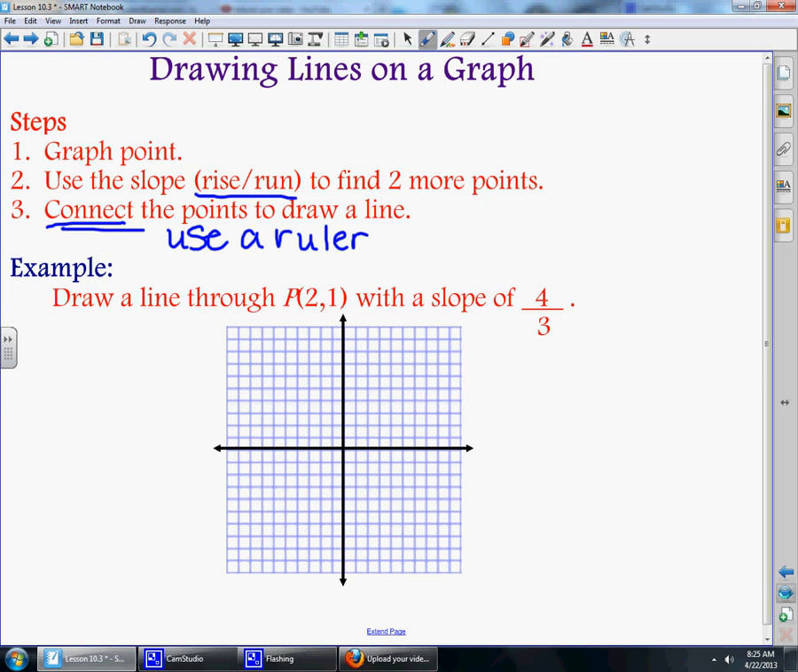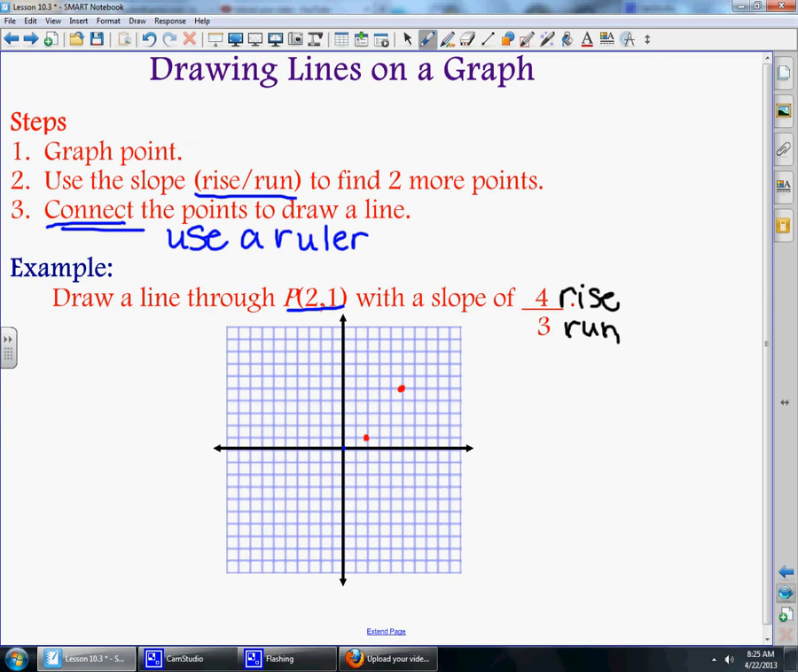So let's look at this here. We're going to graph the point (2, 1). So we start at 0, move 2 to the right, and then 1 up. And here is our starting point. Now we're going to use the slope 4/3. So this is the rise, and this is the run. So the 4 tells us we're going to move up 4, 1, 2, 3, 4, and then we're going to run 1, 2, 3. There's another point.